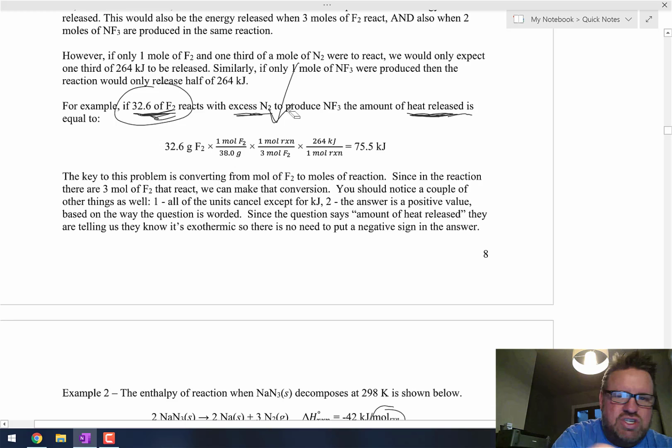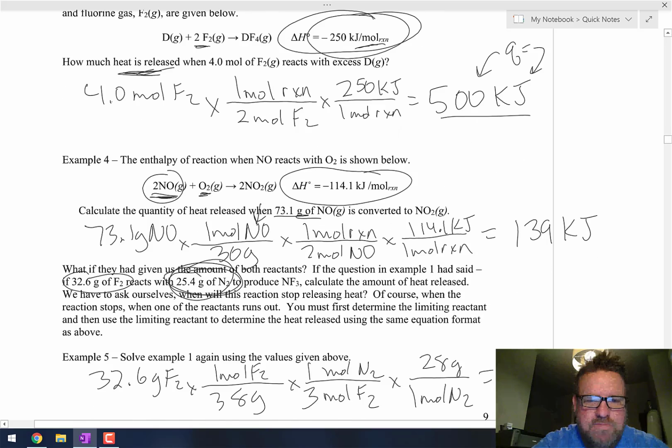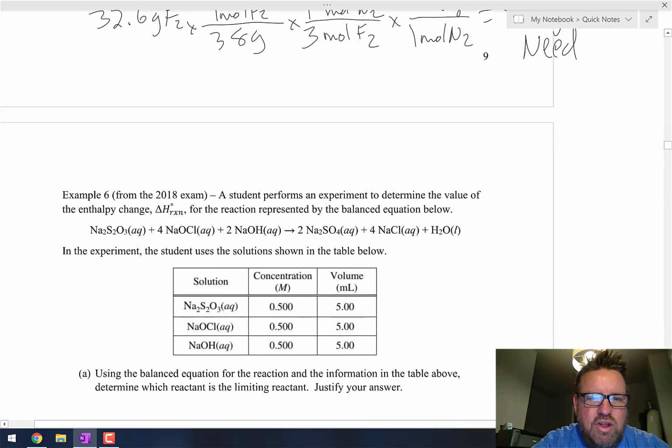Basically, it's just the same problem again. It's this right here. Okay, how much heat is going to be released? Still the 75.5 kilojoules.